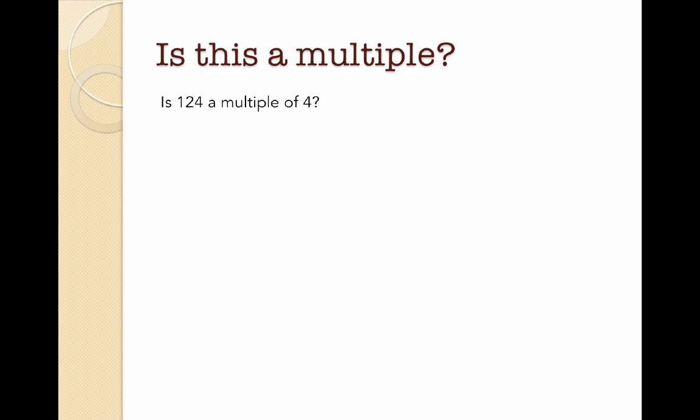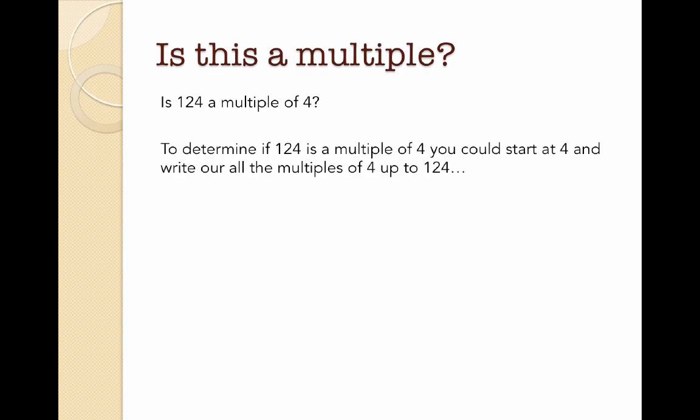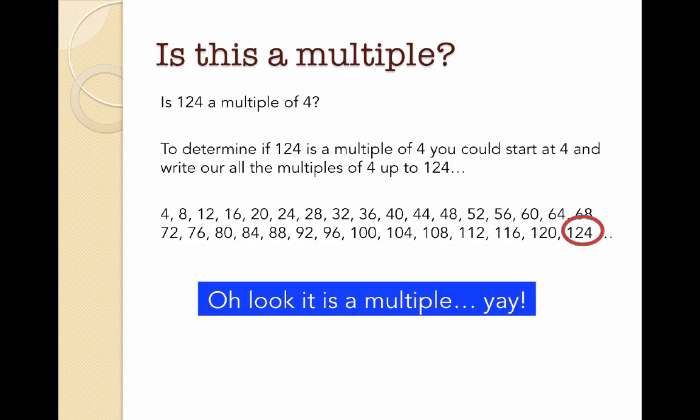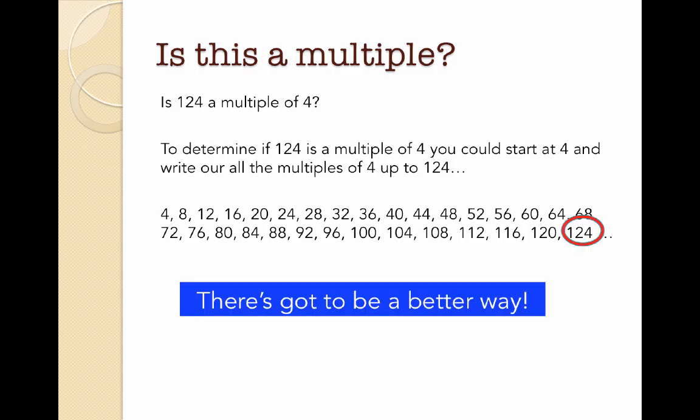So how do we tell if a number is a multiple of another number? For example, how do I know if 124 is a multiple of 4? Well, if I wanted to do that, I could start at 4 and write all the multiples of 4 up to 124, like this. It would take a very long time. We do find out that the number is a multiple, yay, but there's got to be a better way.